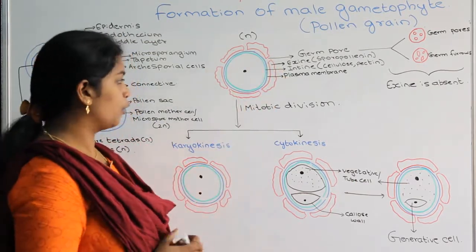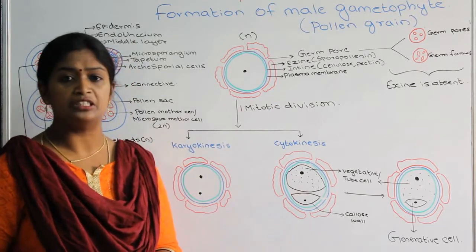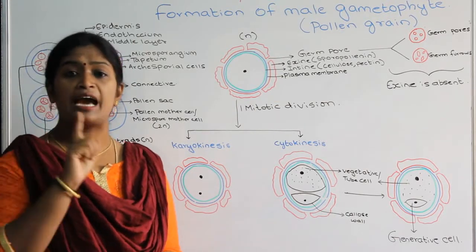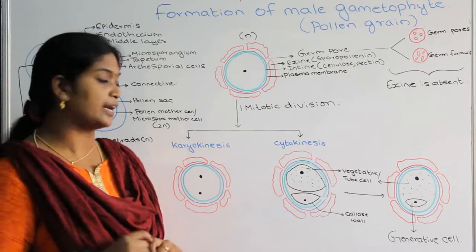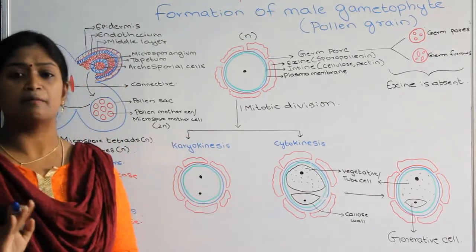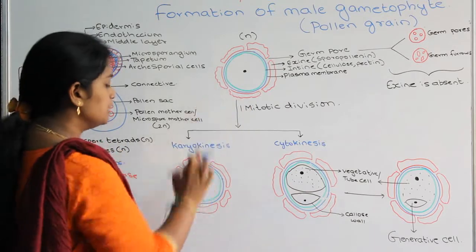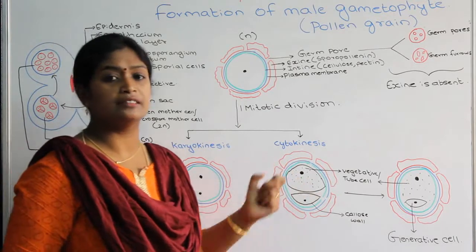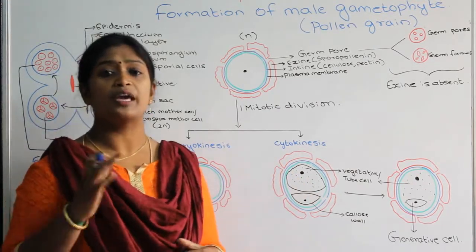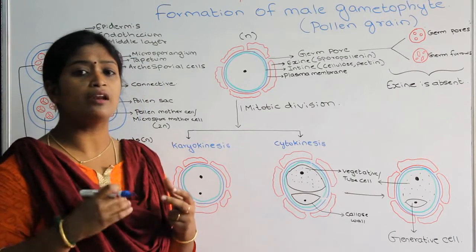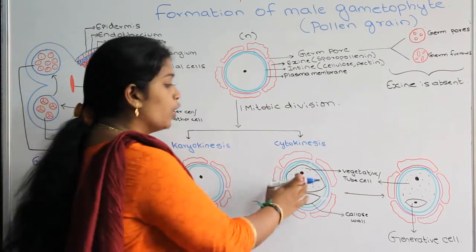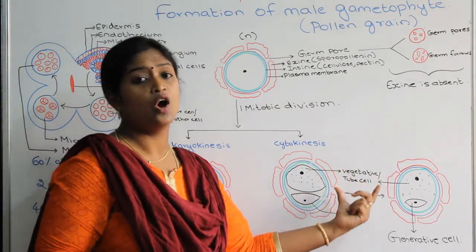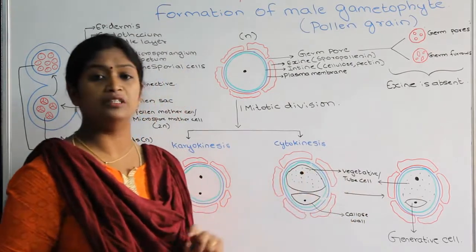the germ pore. Now, this pollen grain, which is haploid in nature, undergoes one mitotic division. We know that in mitotic division, the karyokinesis takes place, followed by the cytokinesis. The karyokinesis is nothing but the nuclear division, where the nucleus divides into 2. Once the karyokinesis takes place, the cytokinesis takes place. In the cytokinesis, we can see the formation of 2 unequal cytoplasmic contents. The one with the dense cytoplasm is called the vegetative cell, or the tube cell, which consists of a prominent nucleus.